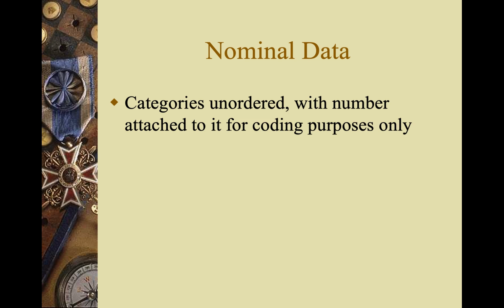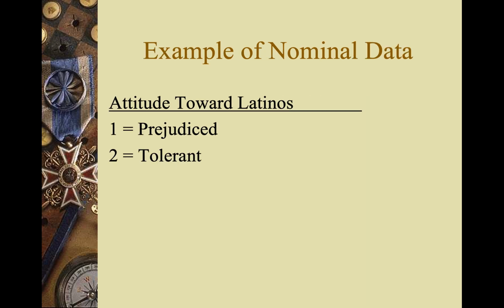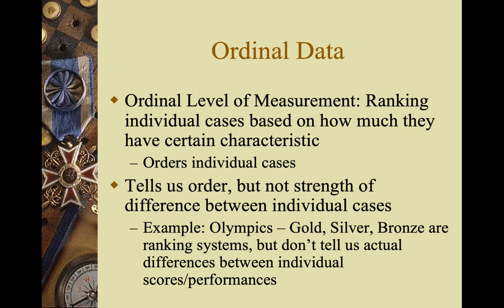So nominal, that would be categories that are unordered, with a number attached to them for coding purposes only. An example is you might be measuring the attitude toward Latinos. 1 might stand for prejudice, and 2 might stand for tolerant.